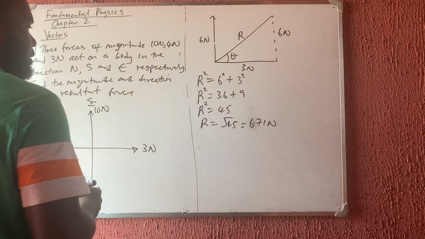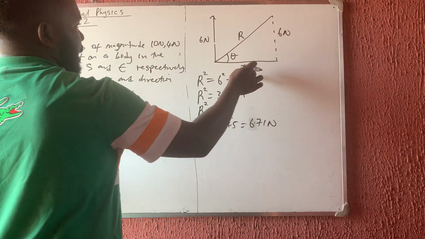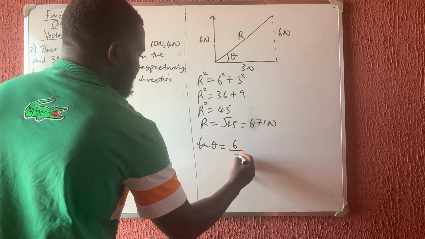So the next one is the direction. For the direction I'm having opposite over adjacent, so I'm using tan. So tan theta is equal to opposite 6 over adjacent 3.